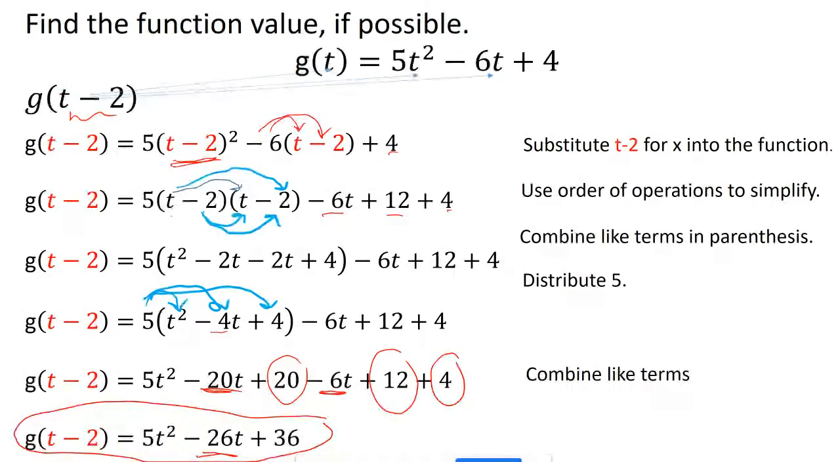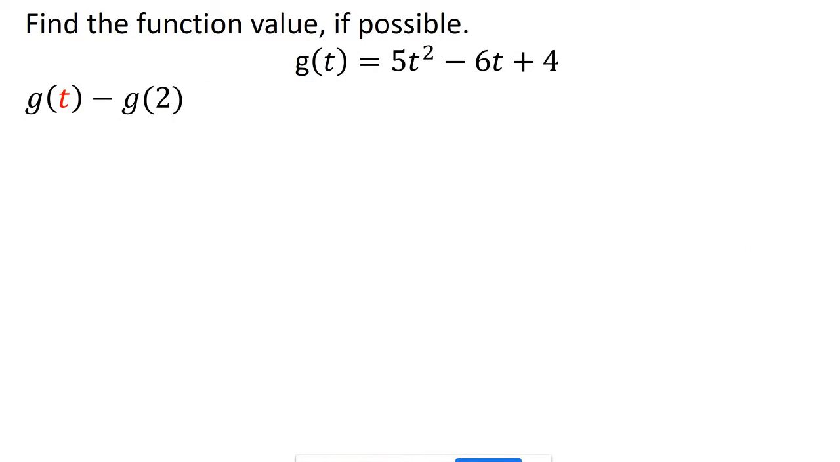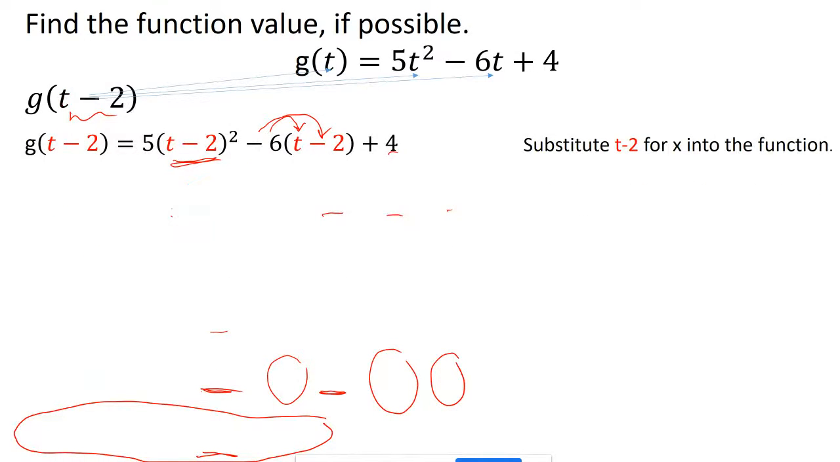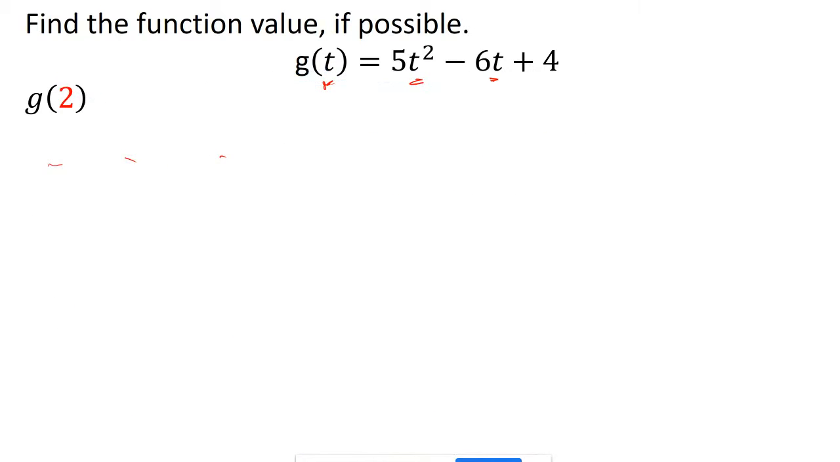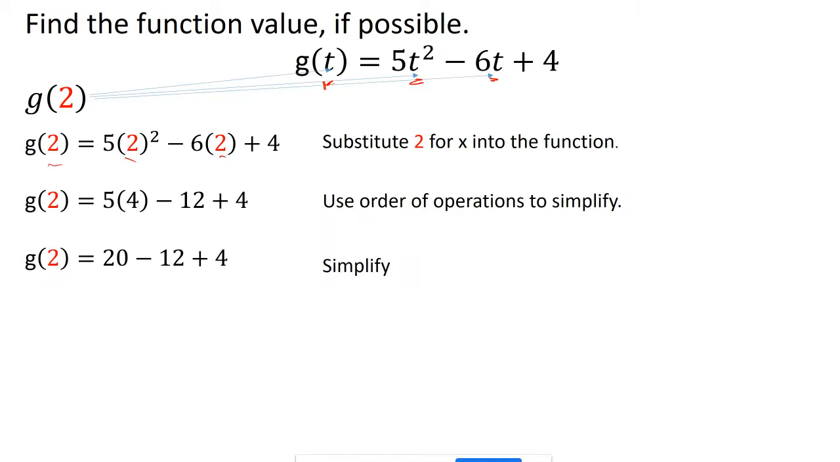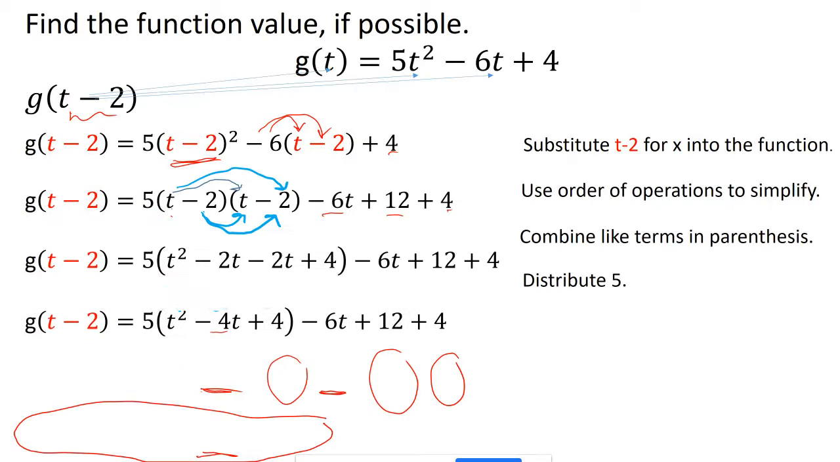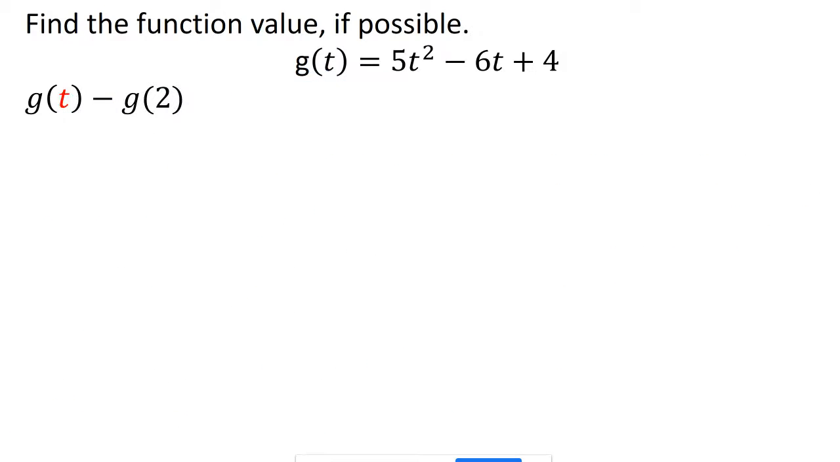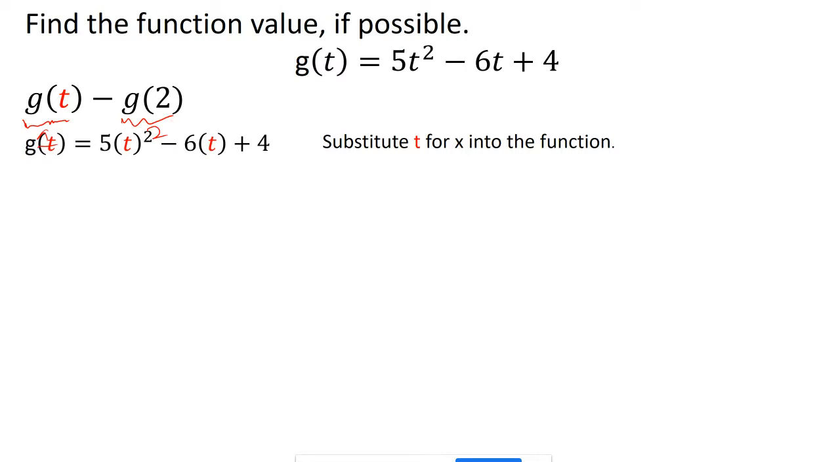Okay, so our next problem looks something like this. So remember, in the previous problems, let me just go back. They give us this g of 2, then this was t minus 2, and now they want to know what is g of t minus g of 2. So we're going to substitute. So for these, you want to work with each piece individually. So first I'll do g of t, and then second we'll do g of 2.